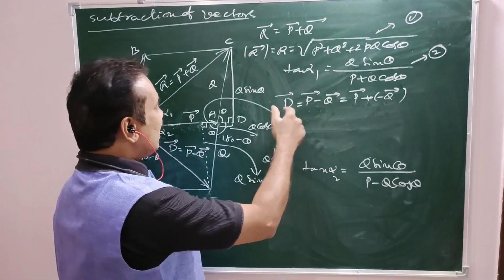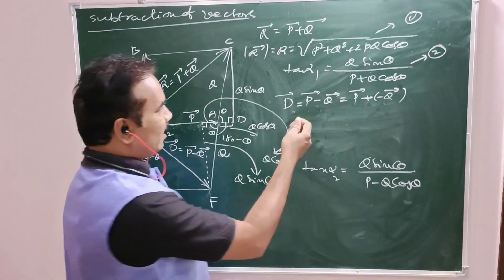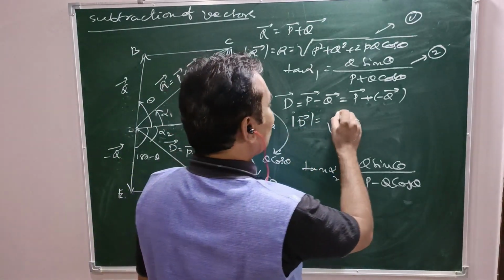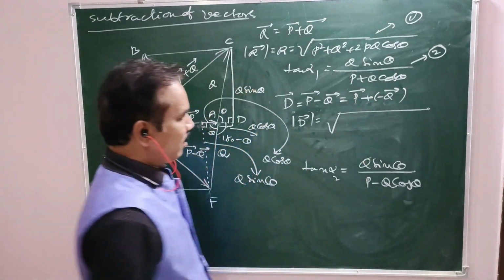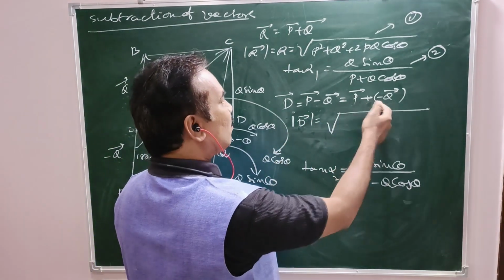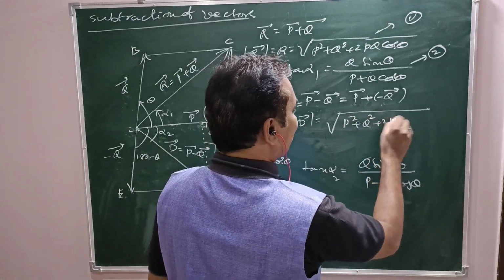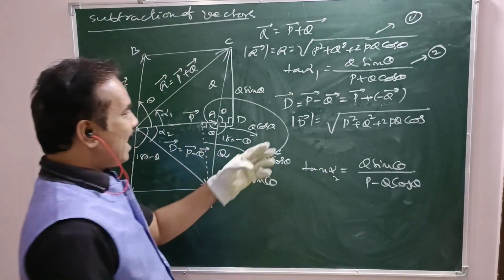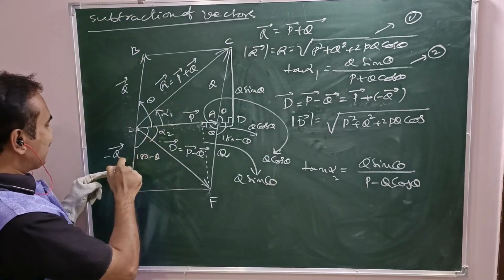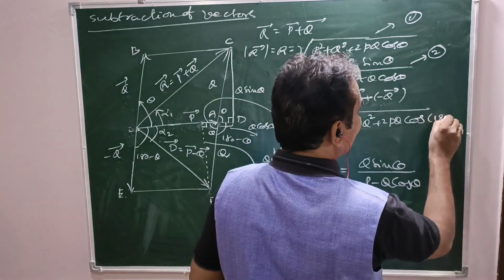Now coming to this point, D bar equals P bar minus Q bar, that is P bar plus or minus Q bar. If I take the magnitude of D bar, mod D bar equals square root of P bar plus or minus Q bar. As far as the parallelogram law of addition is concerned, the magnitude of the resultant of two vectors is given by root over P square plus Q square plus 2PQ cos. What is the angle between P bar and minus Q bar here? The angle between P bar and minus Q bar is 180 minus theta, that is cos 180 minus theta.